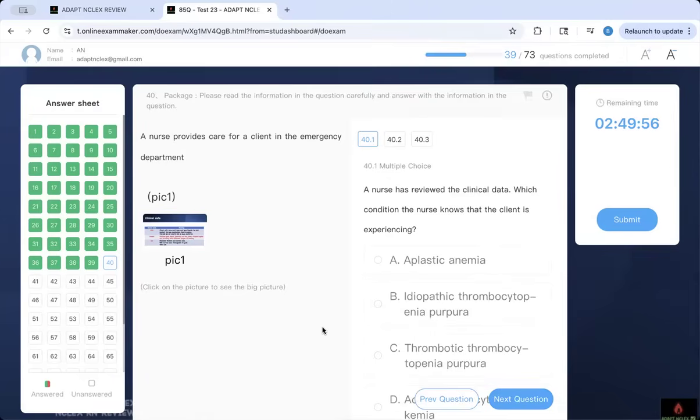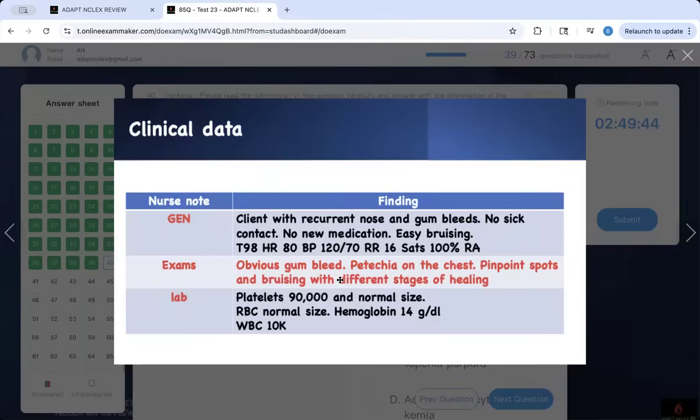Next Generation NCLEX. Don't worry, I got you. Question 40. Read it, pay attention to the first two lines, figure out the diagnosis, and use the diagnosis to answer any subsequent question. What is the problem? Client with what? Recurrent nose and gum bleed.